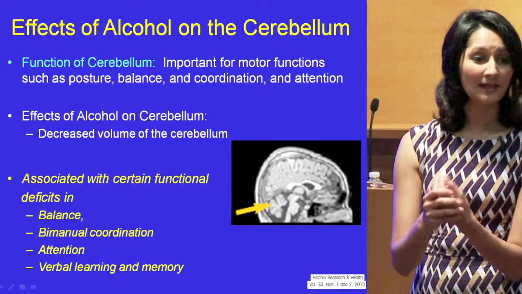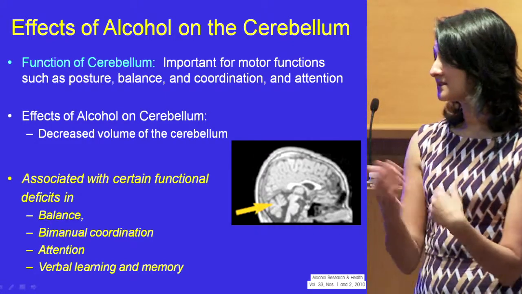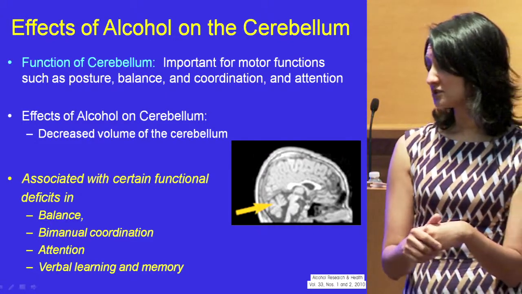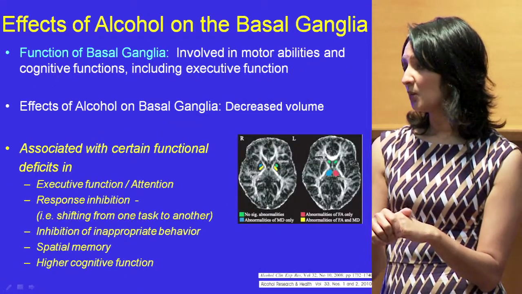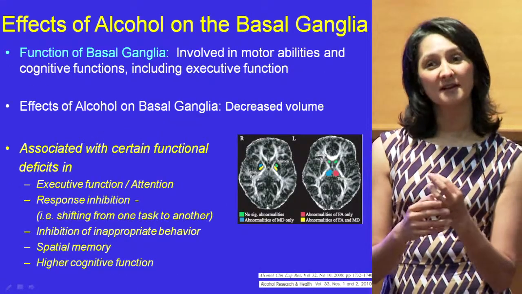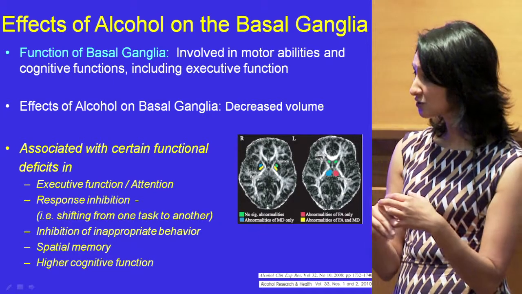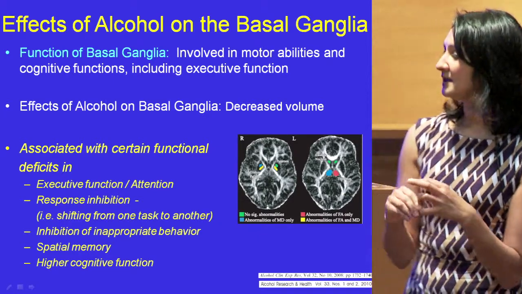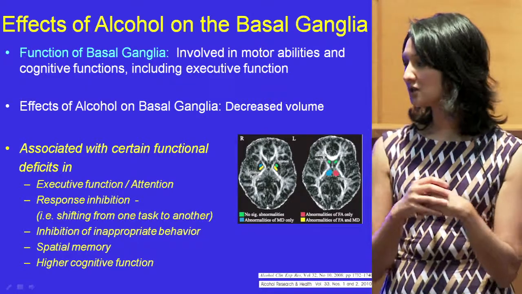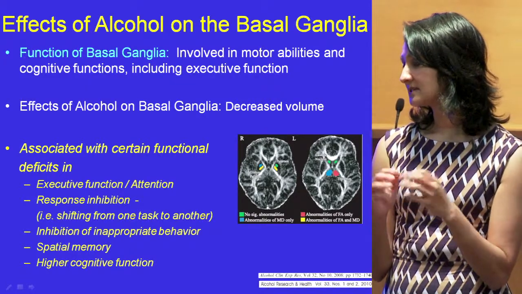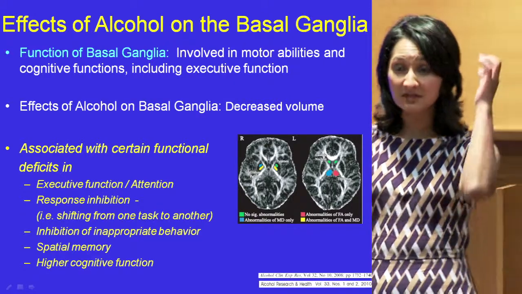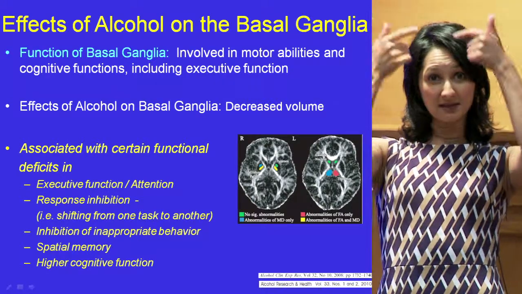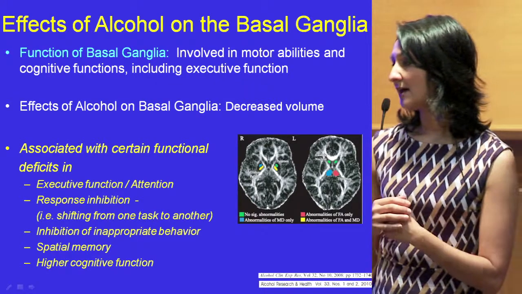So their cerebella are smaller. And that results in deficits in balance, bimanual coordination, attention, and again, verbal and learning memory. The other part of the brain that's often affected in children with prenatal alcohol exposure is the basal ganglia. The basal ganglia is the motor center of the brain, and it's important in motor abilities and in cognitive function, including executive function, because of connections between the basal ganglia and the prefrontal cortex.